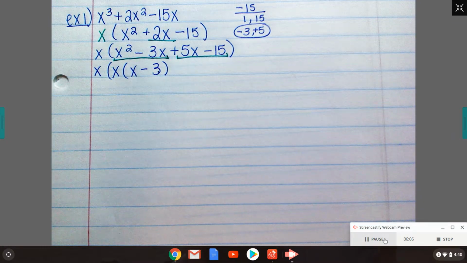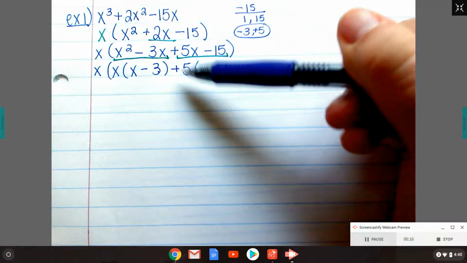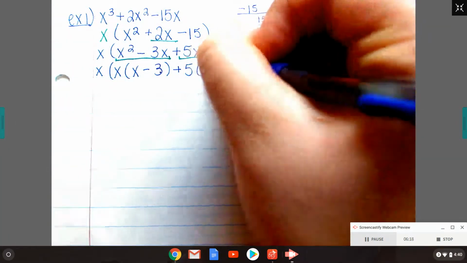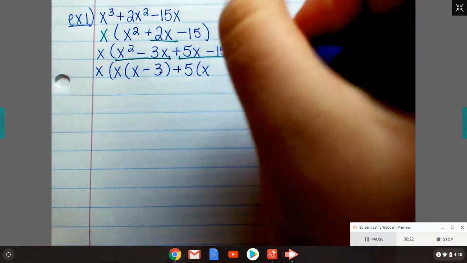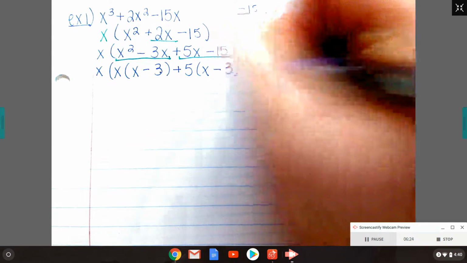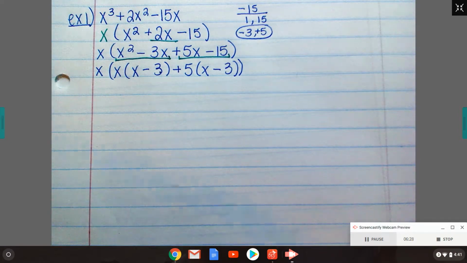With my next two terms, 5x minus 15, the 5 and the 15 both have a 5 in common. So let's pull out a +5. And what will be left on the inside is, let's see, 5 times what is x? I need an x to make a 5x. And 5 times what is -15? I need a -3. And then I'll throw that last parentheses in there for our leading x.